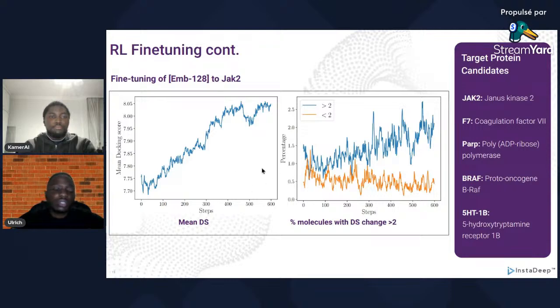Maybe this plot is just showing some of the training runs. As we are fine-tuning, the docking score is increasing. This shows one of the runs on one of the first targets, abbreviated as JEG2. On the right plot, we're also showing the percentage of molecules whose docking scores are changing, increasing by above 2 and reducing by 2. The orange color is the one you don't want, the docking scores reducing. The ones reducing are a very small fraction, and the ones increasing have a much higher fraction.